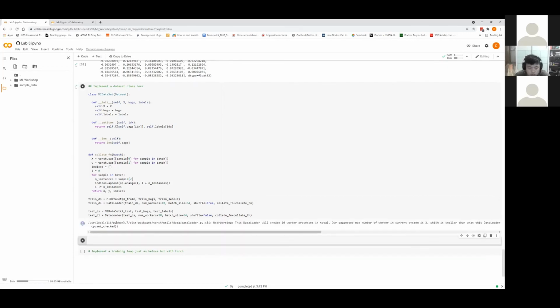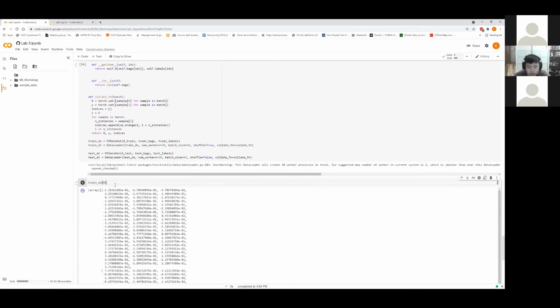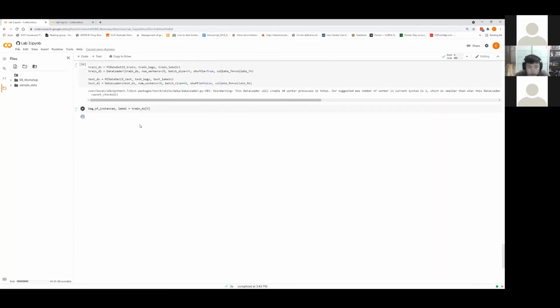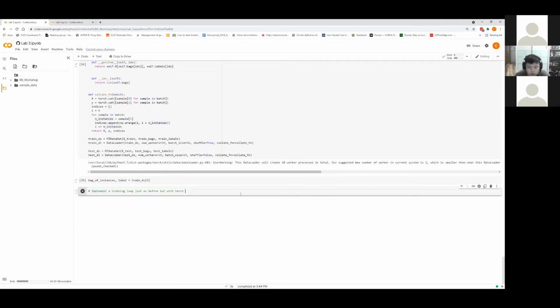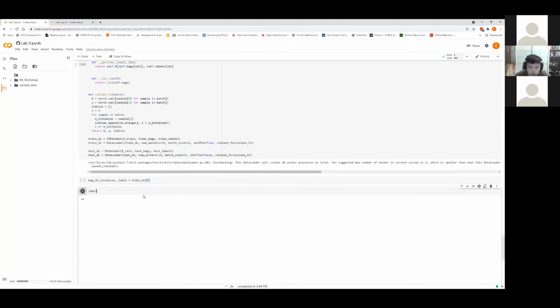So for example, if we just run this code, we do train dataset and we access the 0th bag, for example, it will output three things. So let's just call them bag of instances and label. And we run this. In general, if we look at bag of instances, it will contain all the instances that belong to the 0th bag. And if we look at label, we'll have the corresponding label.